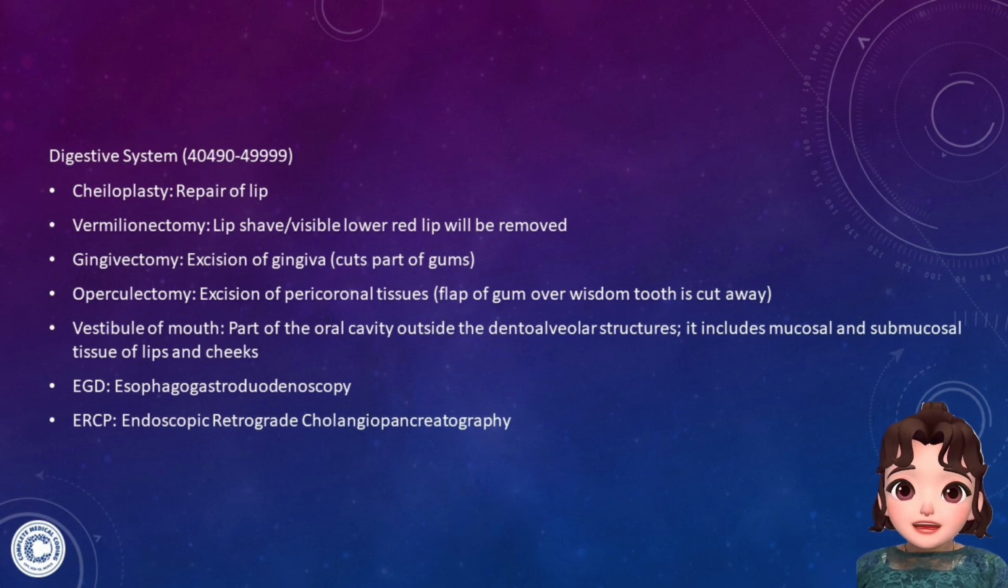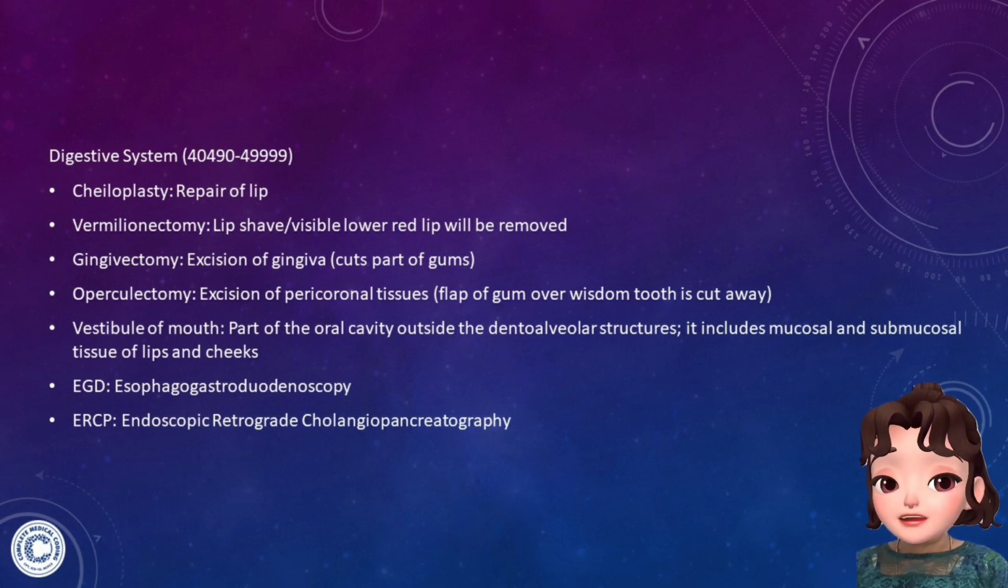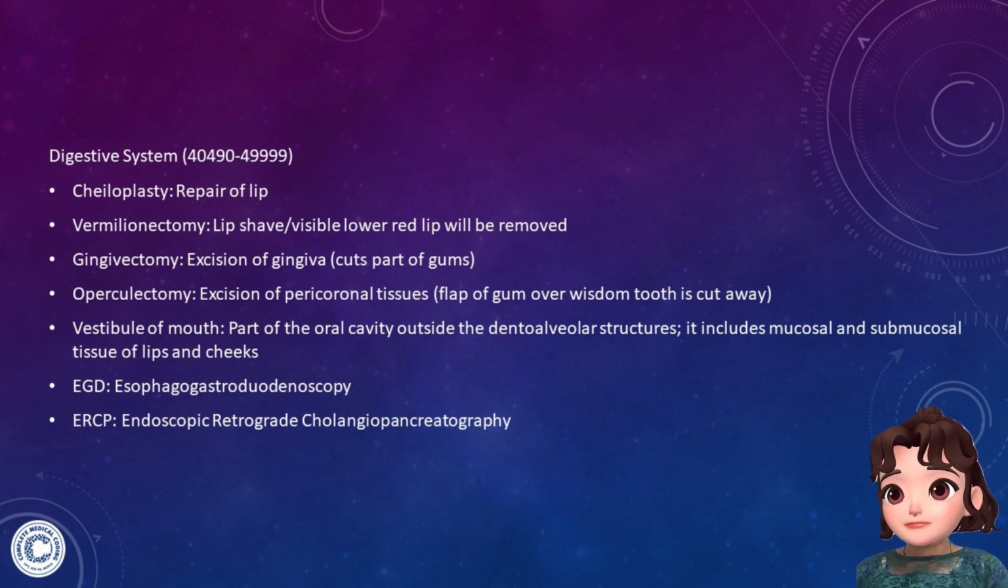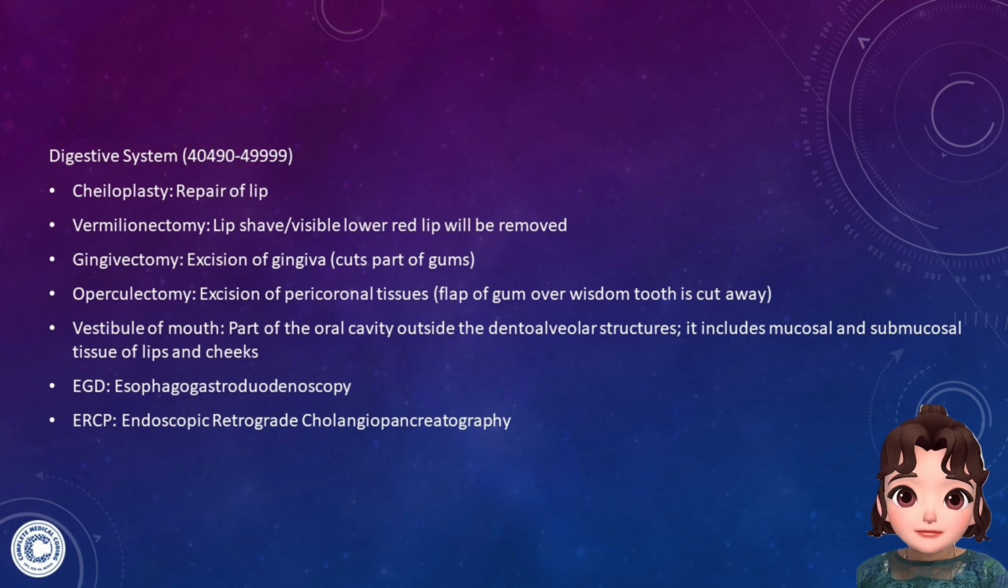Before moving to the guidelines, let's discuss some medical terminologies. What do you mean by kiloplasty? Kiloplasty means repair of lip. Vermilionectomy means lip shave or visible lower red lip will be removed. Ectomy means removal. So visible lower red lip will be removed.